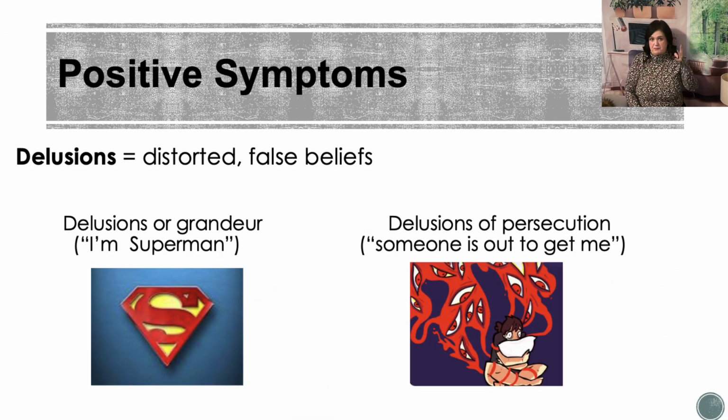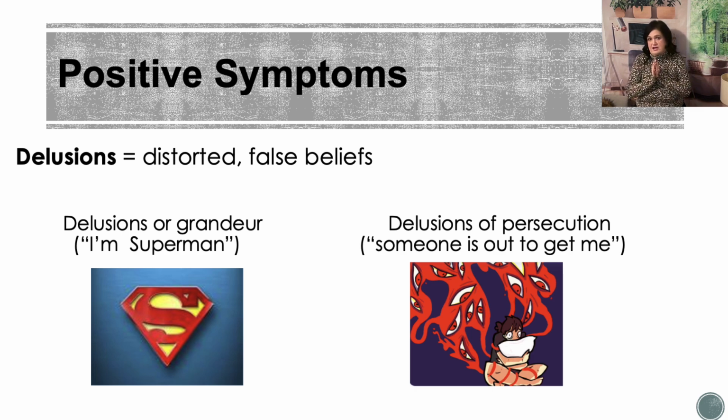Here's another example. Delusions of persecution is when the person feels that aliens are coming to get them, or monsters, or ghosts, or God, or the devil. Or delusions of grandeur, meaning, I am Superman and I'm going to change the world, or I'm the best golfer of all time. Okay, so these are all delusions.